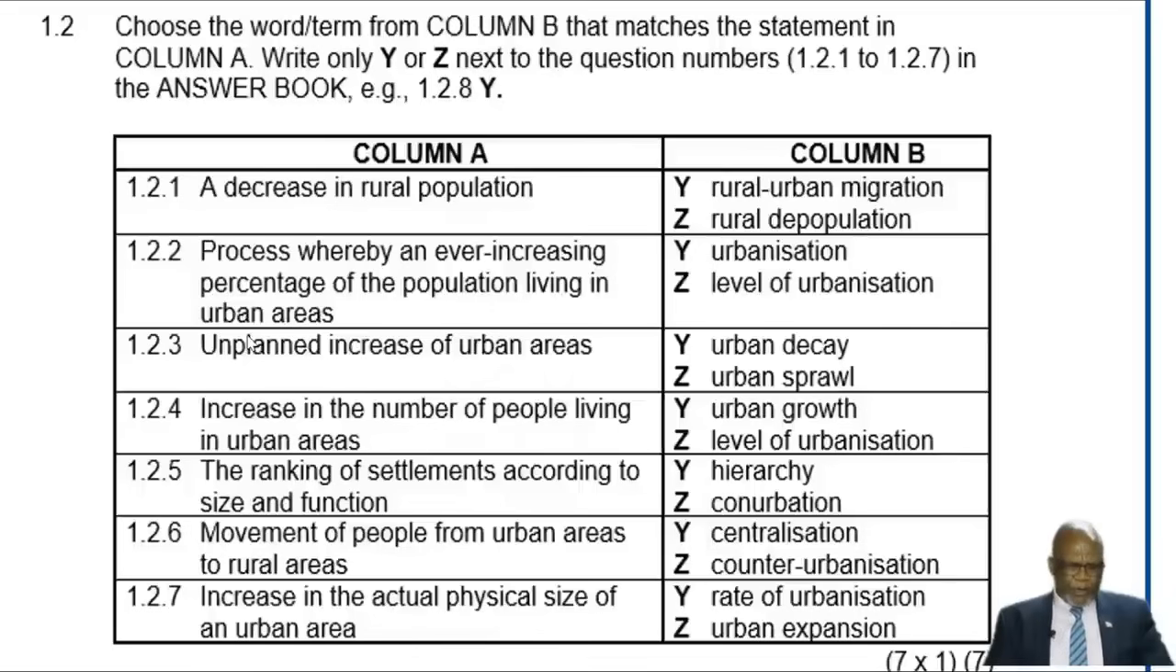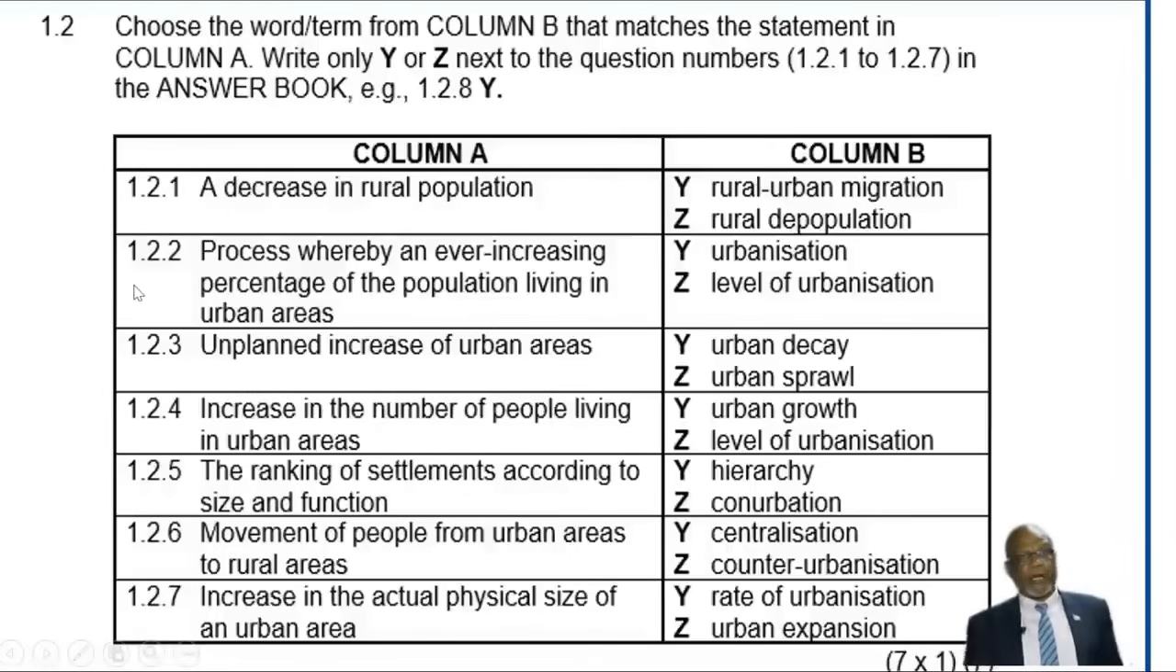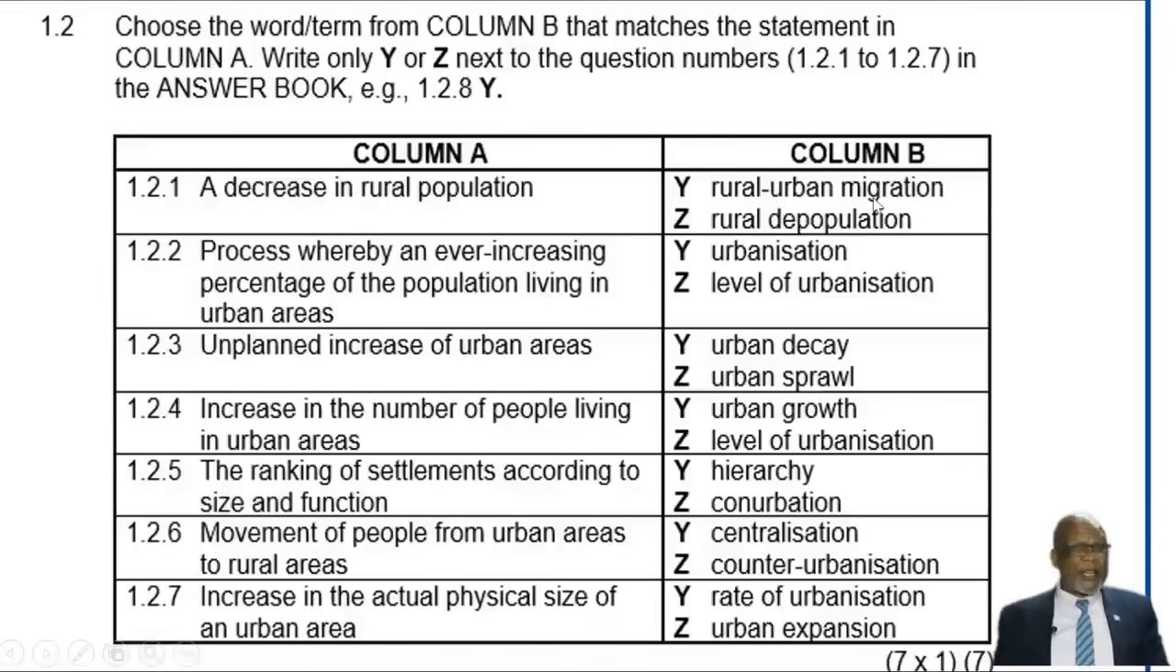Now, let's look at this concept of settlement. Now, a decrease in rural population is going to result in rural depopulation. I want us to look at these concepts, how they build up. Number one, we have the concept called rural-urban migration. What is rural-urban migration? It's the movement of people from rural areas to urban areas.